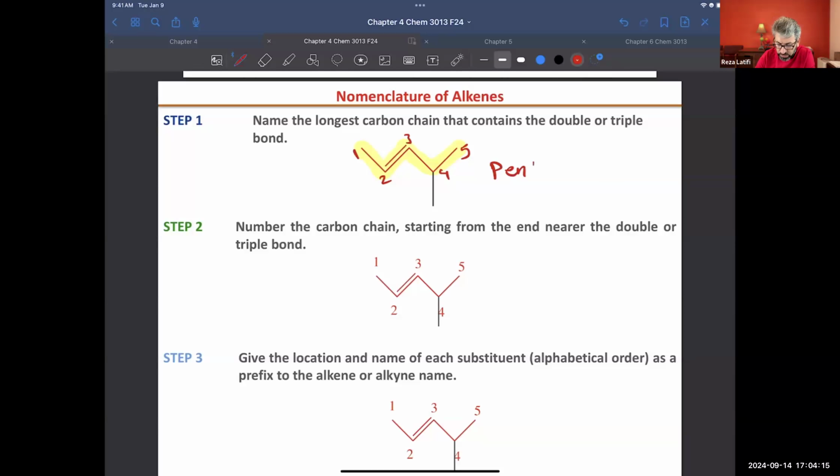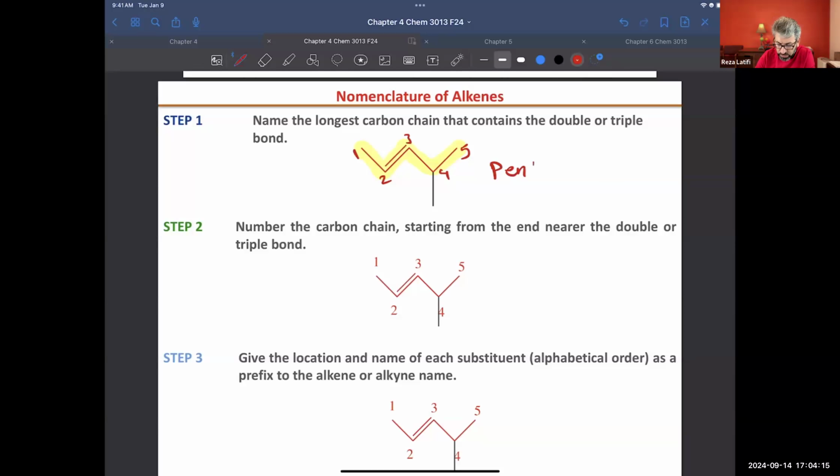Next, where is the double bond? It started from the second carbon. So you need to show position of the double bond. You're going to say the double bond started from carbon number 2. It will be 2-pentene. Do I have a substituent? Yes, I have a substituent, and it's on the 4th carbon. So I have methyl on the 4th carbon. I say methyl, yl, because I want to say it's attached to something. And then we say pentene. So it will be 4-methyl pentene.